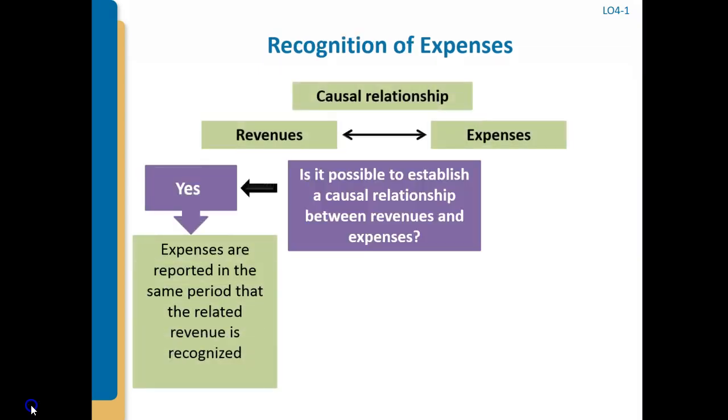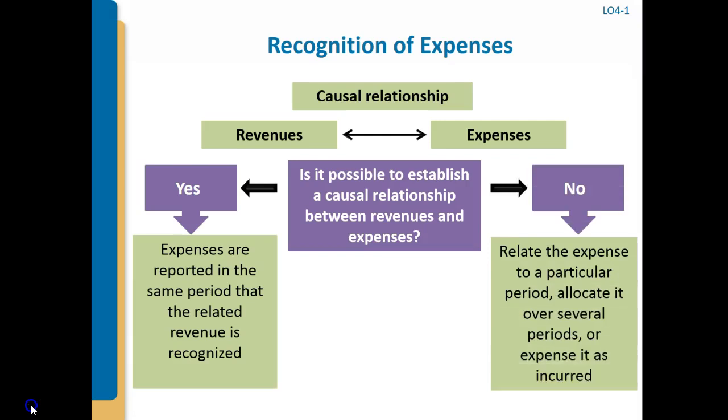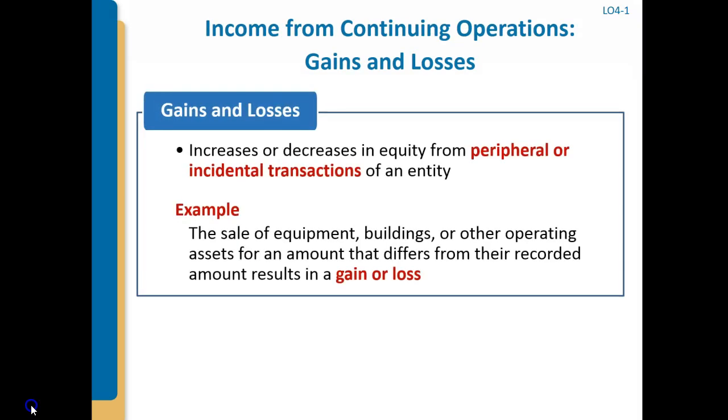When recognizing expenses, we attempt to establish a causal relationship between revenues and expenses. If causality can be determined, expenses are reported in the same period that the related revenue gets recognized. If a causal relationship cannot be established, then we relate the expense to a particular period, allocate it over several periods, or we'll just expense it as incurred.